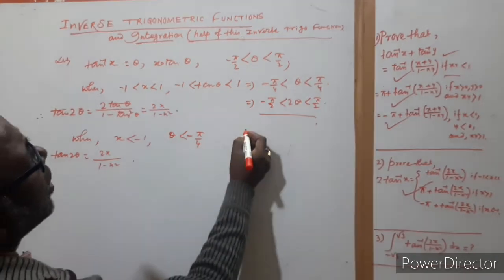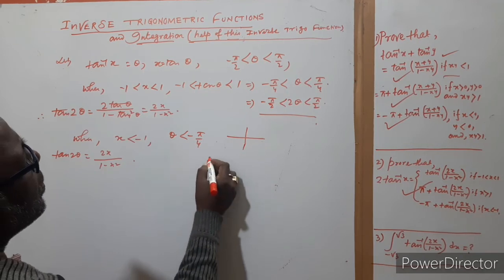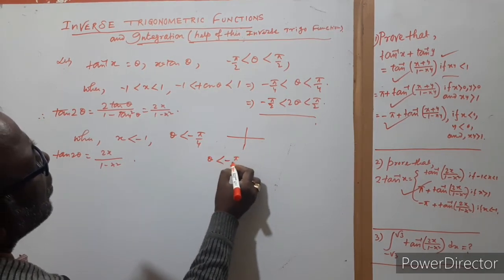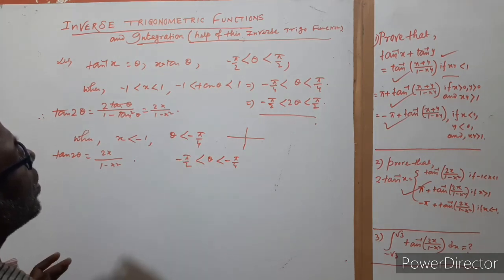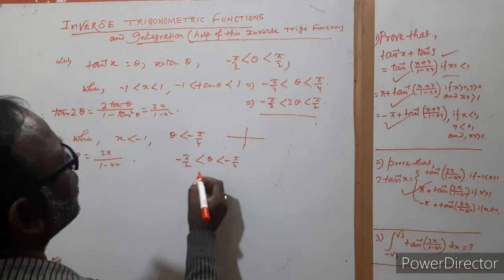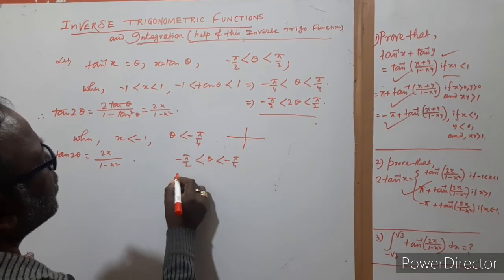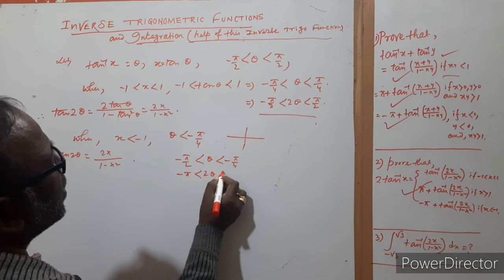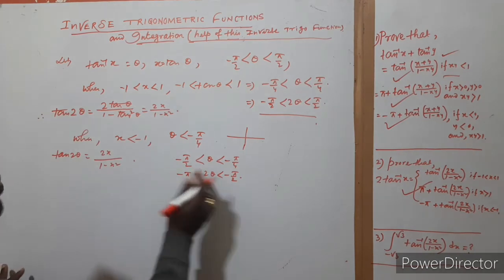Actually this is less than pi by 4 to how much? Minus pi by 2. Actually this is minus pi by 2. I write that. Okay, multiply by 2. So this is actually multiplied by 2, then we get 2 theta. Okay, and added by pi.